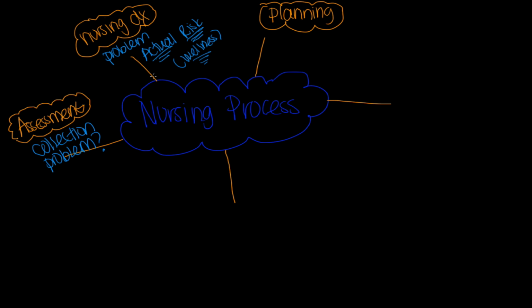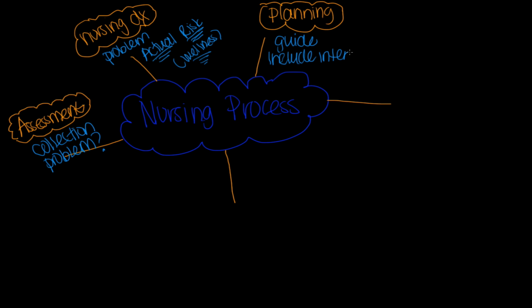We've discovered what the problem is based off of all of the data that we've collected, and we've created some nursing diagnoses. Now we need to look at these nursing diagnoses or these problems and decide, how are we going to fix it? So this is going to be our guide. This is going to be, what are we going to do to fix these problems, to get this person back to wellness? Now this is going to include our interventions.